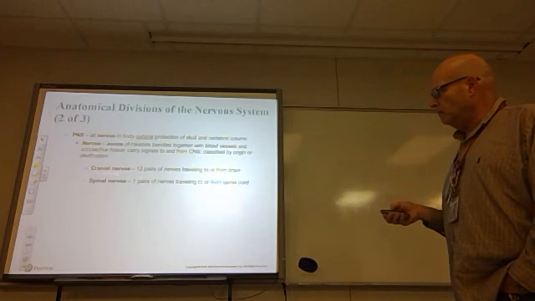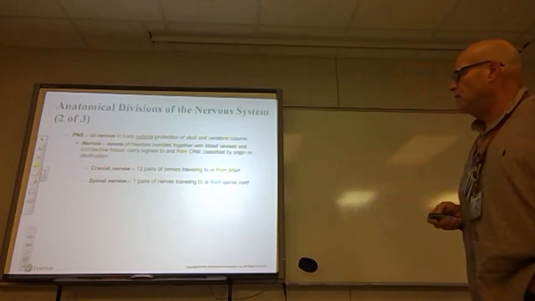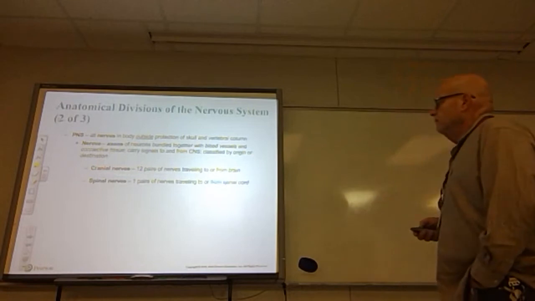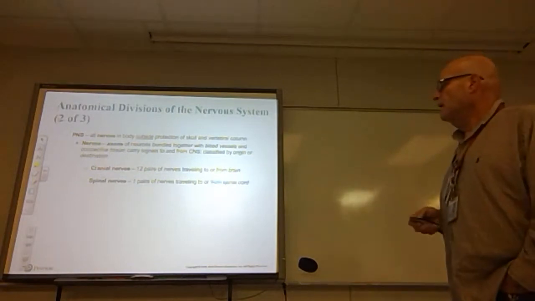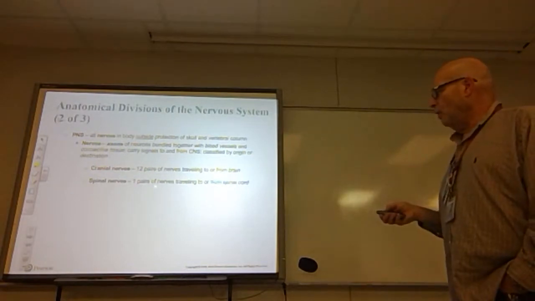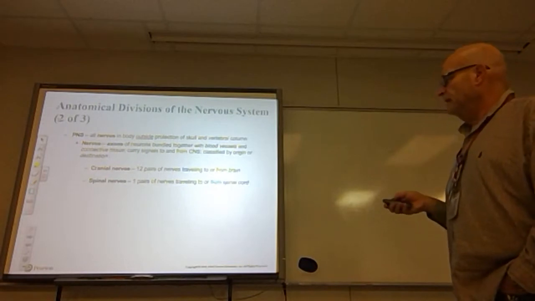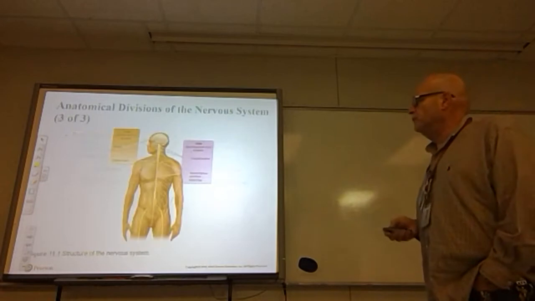The cranial nerves, we will talk about those. There's 12 pairs of those that travel to and from the brain. Spinal nerves, there's one pair of nerves traveling to and from the spinal cord. Those are the spinal nerves, and we'll talk about those as well.